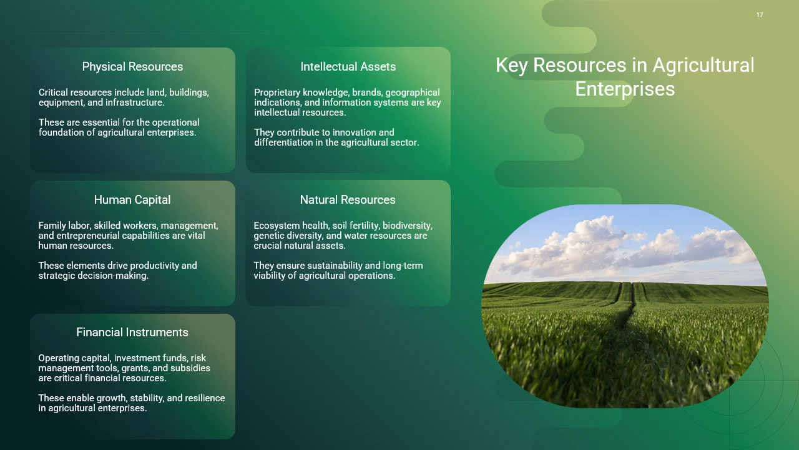Land represents the fundamental resource with critical dimensions beyond mere acreage, including soil quality, topography, and location. Buildings and infrastructure such as barns, cold storage, and processing facilities support production and handling activities. Equipment and machinery enable efficient operations. Water rights and irrigation systems secure access to critical moisture resources.